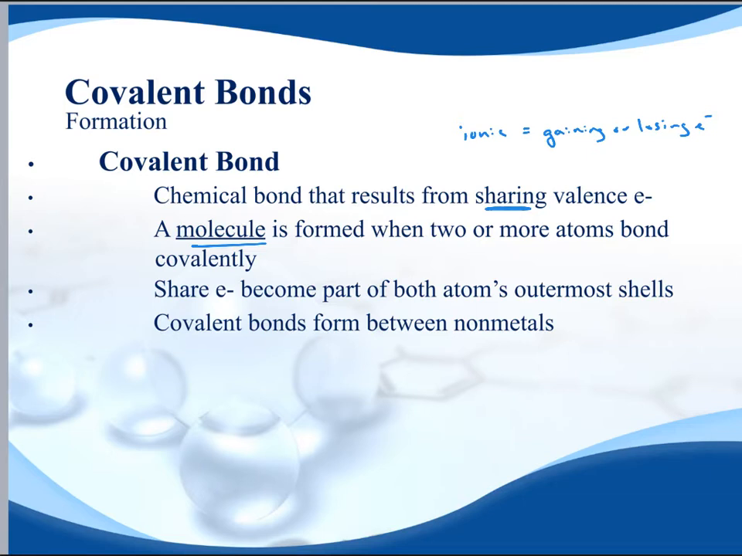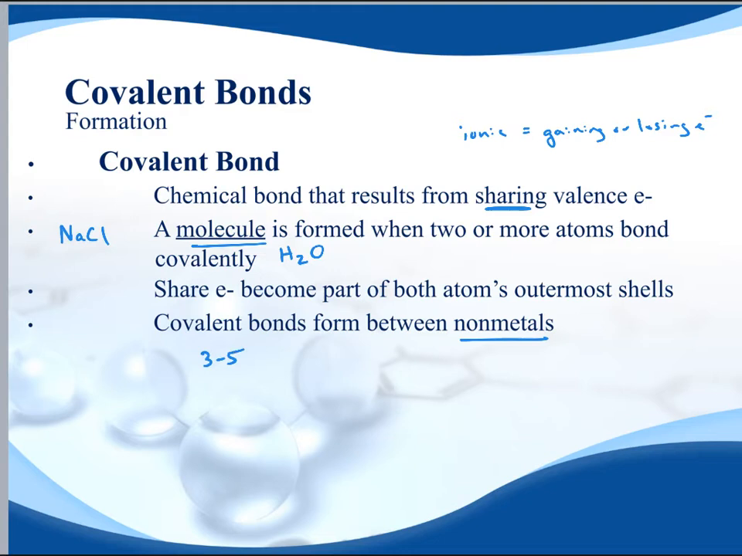So you cannot call something like sodium chloride, which is an ionic compound, a molecule. Molecules apply to things that are strictly covalent. So like water, H2O, there's no metals in that. That is a molecule, one molecule of water. The shared electron becomes part of both atoms' outermost shells, and covalent bonds form only between nonmetals. This is an important point.